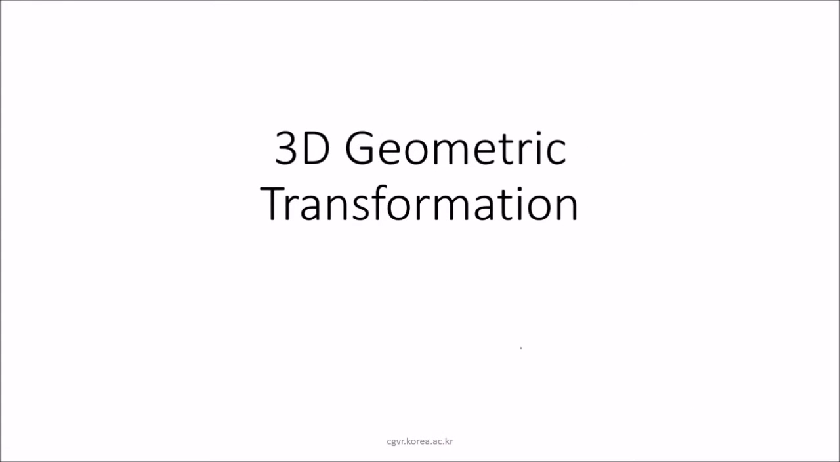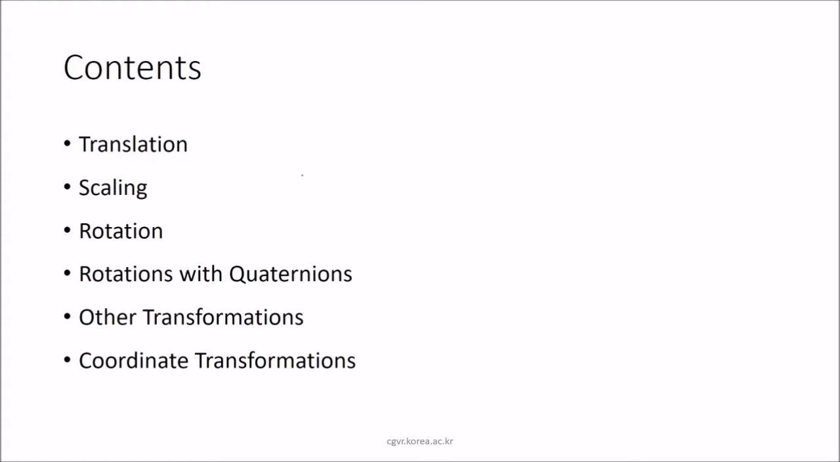So in computer graphics, let us learn about 3D geometric transformation today. We will see translation, scaling, rotations with quaternions, other transformations and coordinate transformations. We have already talked about these aspects, like translation, scaling and rotation, along with their matrix and matrix conversion.